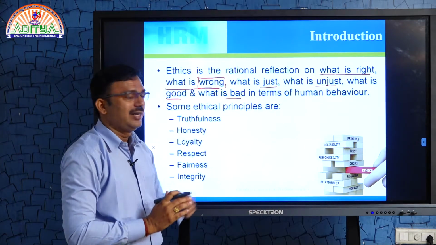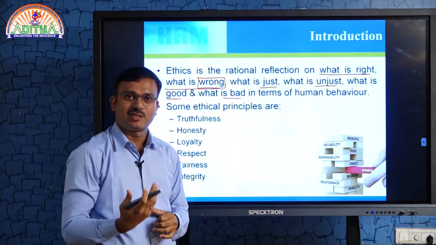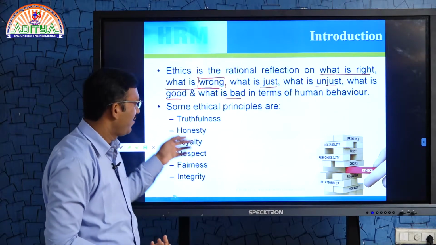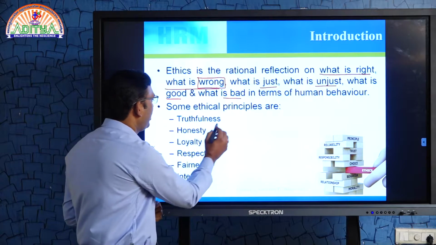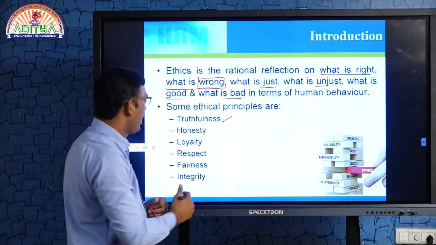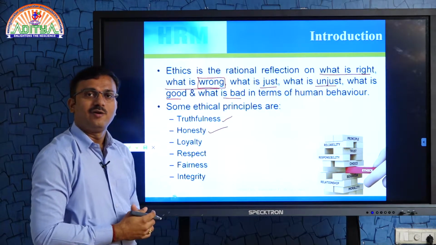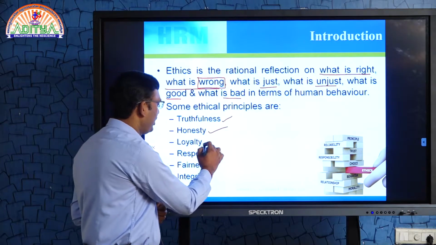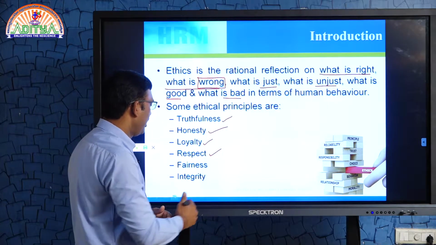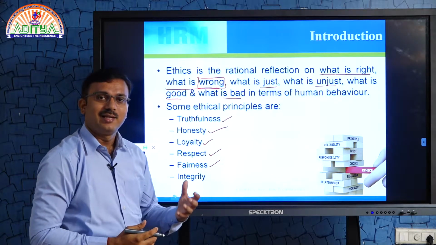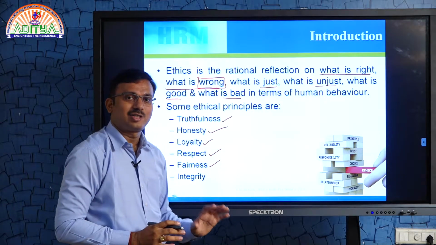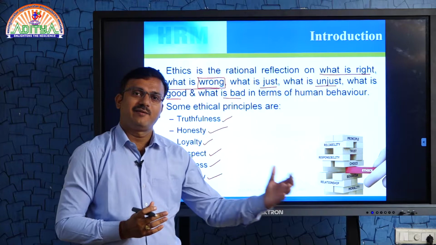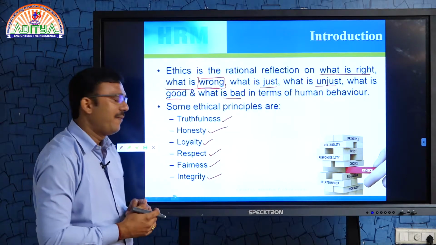That is the reason why ethics is a reflection of what is good, bad, just or unjust, along with what is good and what is bad in terms of human behavior. There are various principles of ethics. We should have proper trustworthiness in the organization, along with honesty. Whatever we say in the organization, we should be very loyal towards the organization, giving due respect to the higher authorities in the company, and fairness in doing things. Nothing should be hidden, everything should be crystal clear, and there should be integrity, maintaining good relations with one another in the organization. This is all about the meaning of ethics.